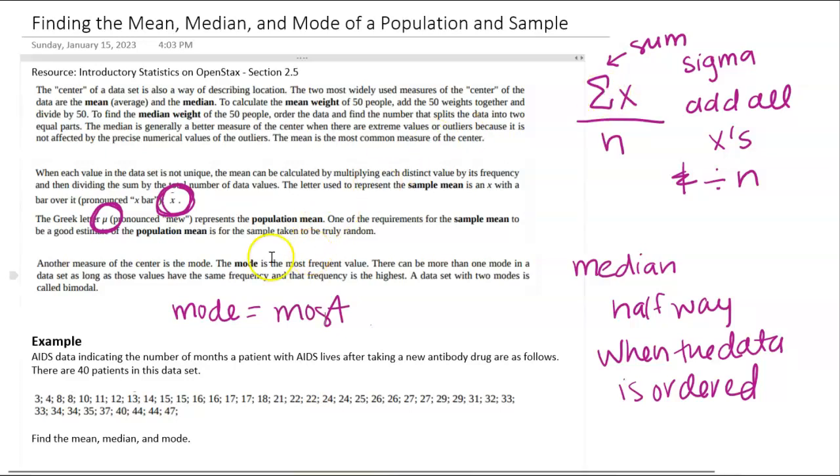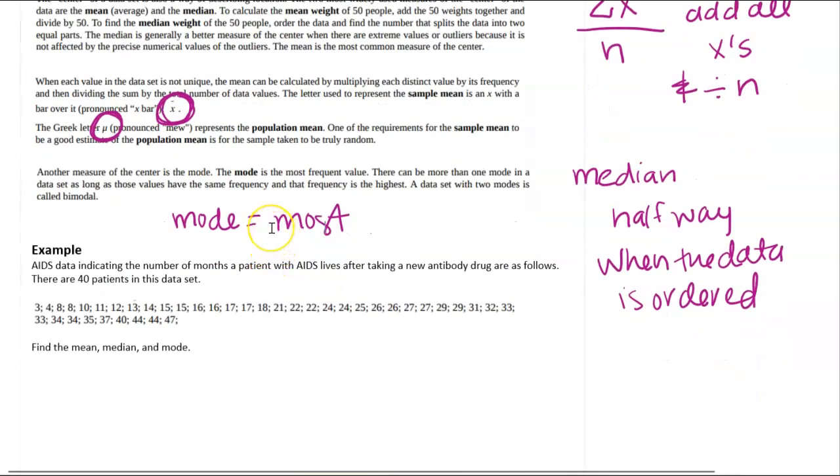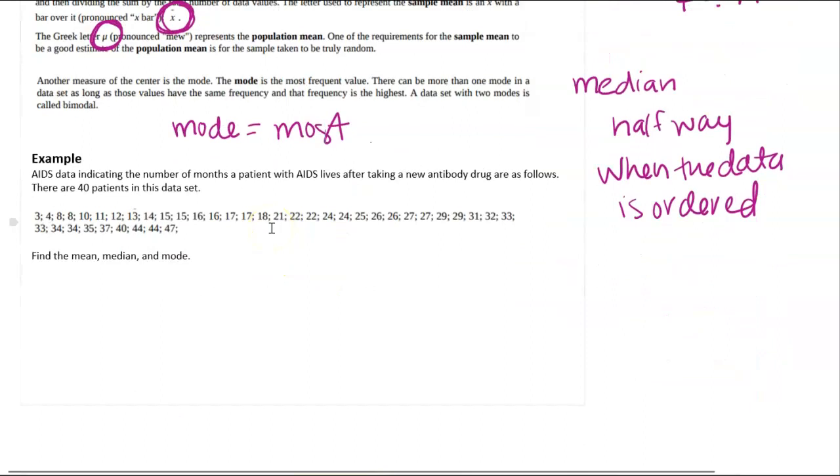All right, this is an example for us to look at, and I want us to find the mean, median, and mode. We're going to find the median and mode by hand, but I'm going to show you on StatCrunch how we would find the mean. You could just plug it into a calculator as well. There are 40 patients in this data set, and this is the number of months that a patient living with AIDS lives after they take this new antibody drug.